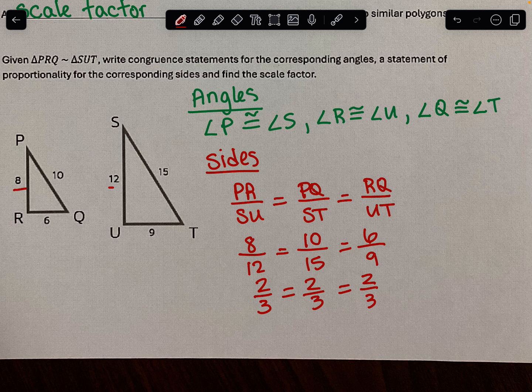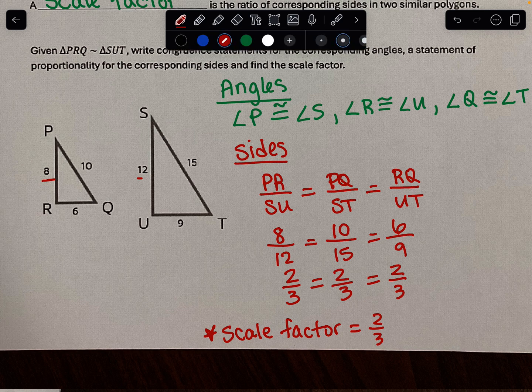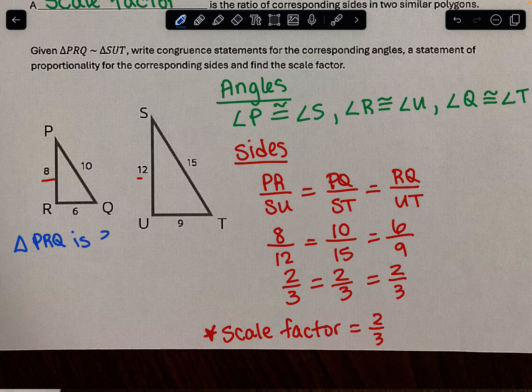Remember we talked about scale factor is the same thing as setting those sides proportional to each other. So what would our scale factor be here? 2/3, yeah. So what that tells you, I'm going to write this over here. Triangle PRQ is 2/3 the size of triangle SUT.